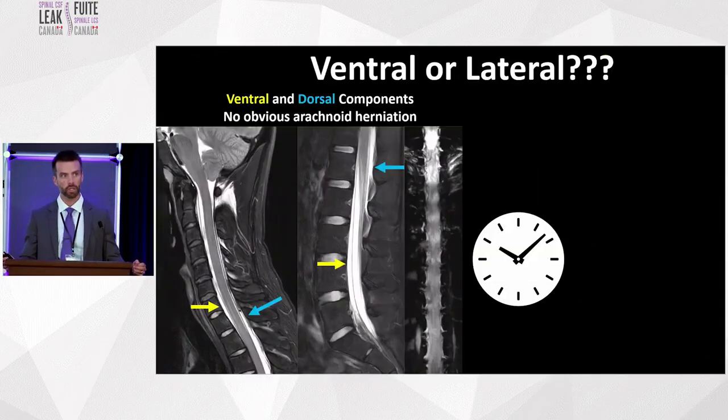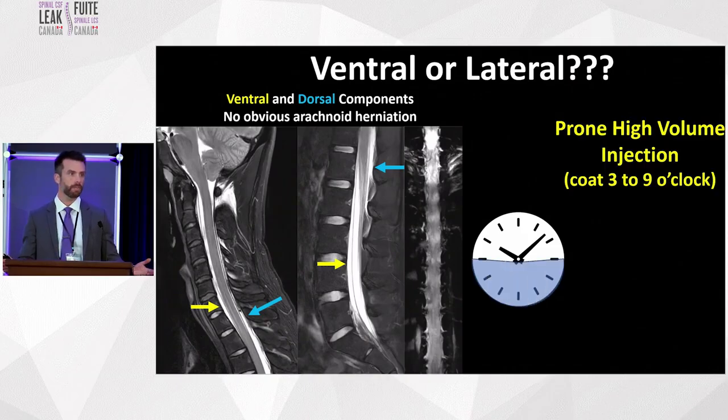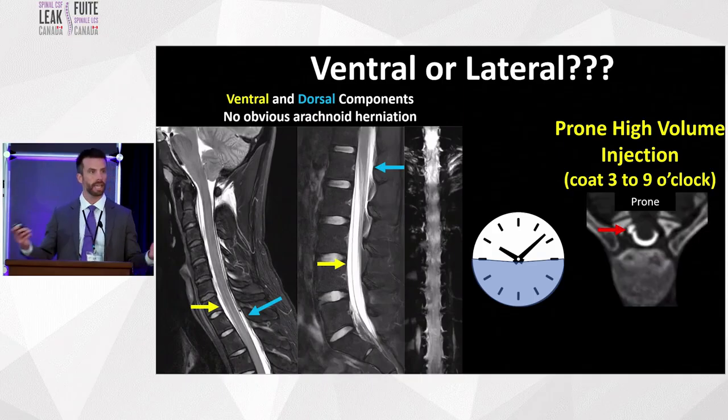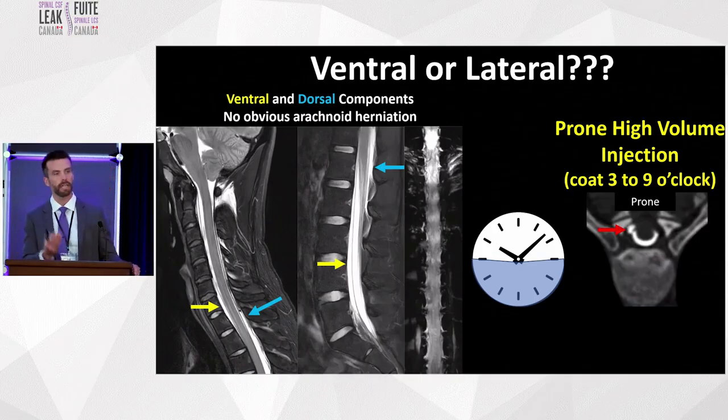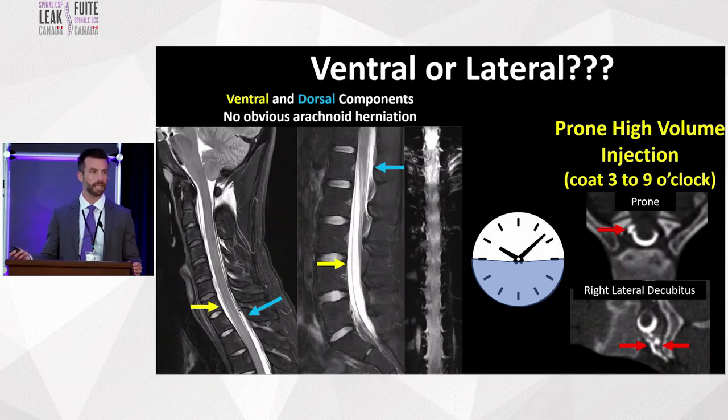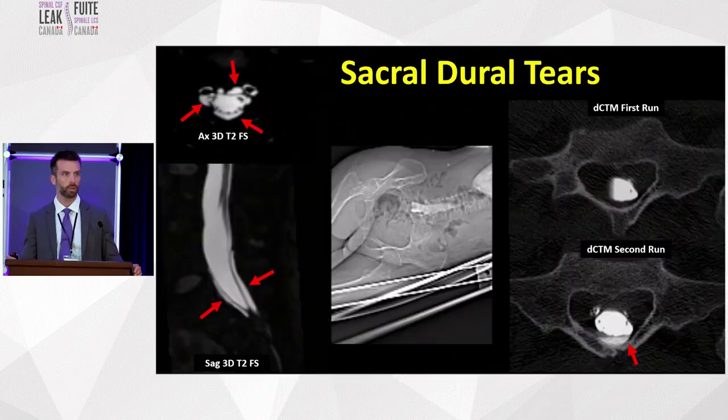Here's an example of a patient who I wasn't sure if he had a ventral or lateral tear. We had ventral and dorsal fluid here. And what I did on this patient was I put them prone and I just injected at a higher volume because I was really trying to coat sort of from 3 to 9 o'clock, get that nerve root axilla region. And you can see even on a prone exam here that I see that extravasation of contrast laterally. And we confirm this when we turn him on his side. It was a very nice way to sort of avoid 2 different exams for this patient. So whenever I'm sort of hedging between those two, this is the strategy I like to employ.